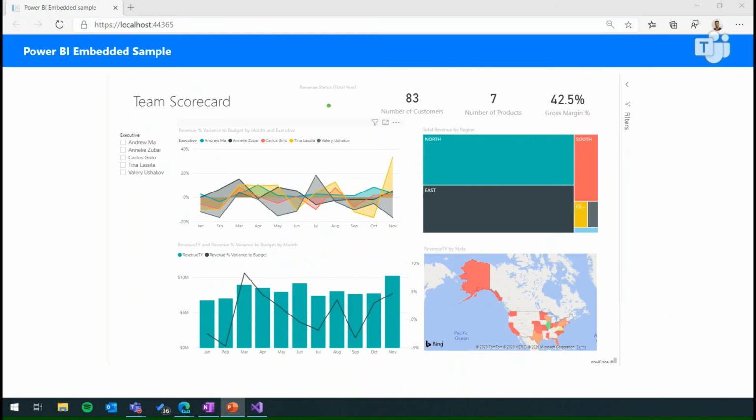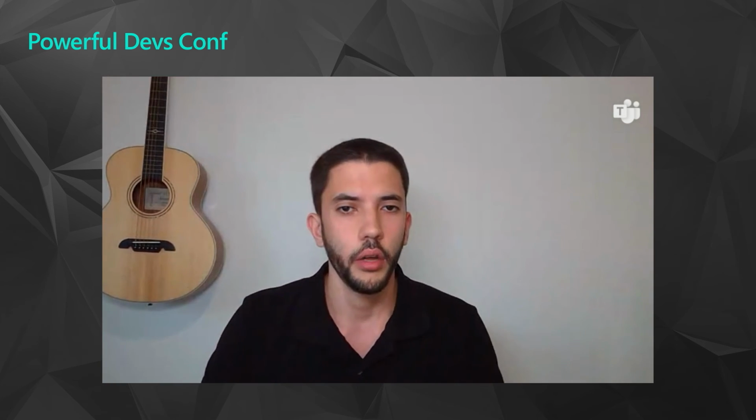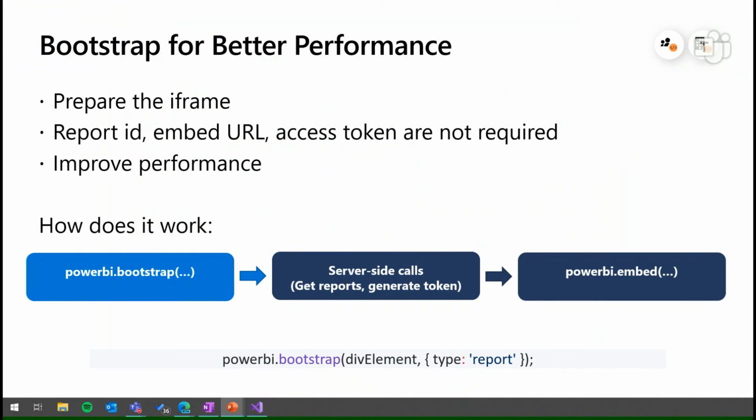Let me go back to my presentation just to explain something about the bootstrapping that I mentioned before, and to finish this presentation. So what is Bootstrap? Bootstrap is a way to get better performance and prepare the iframe before you do the backend calls to get the report ID, embed URL, and access token. You just need to specify which type you're going to embed. So you first do the Power BI Bootstrap, then you do the server-side calls for get reports and generate token, and then you do the Power BI embed. By doing that, the iframe is initializing in parallel to the server-side calls, and you can save a lot of time.